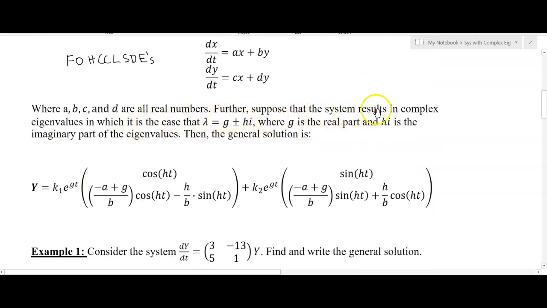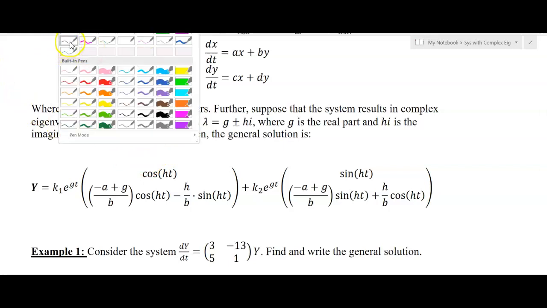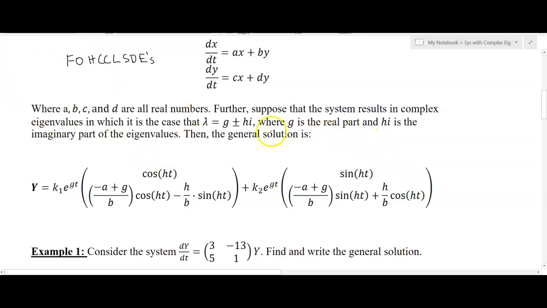Further, suppose that the system results in complex eigenvalues in which lambda equals g plus or minus hi, where g is the real part and h times i is the imaginary part of the eigenvalues. Then the general solution is this big gigantic mess. We won't derive this, although I do have a derivation I can share if you are interested. But let's look for a second at what g plus or minus hi means.